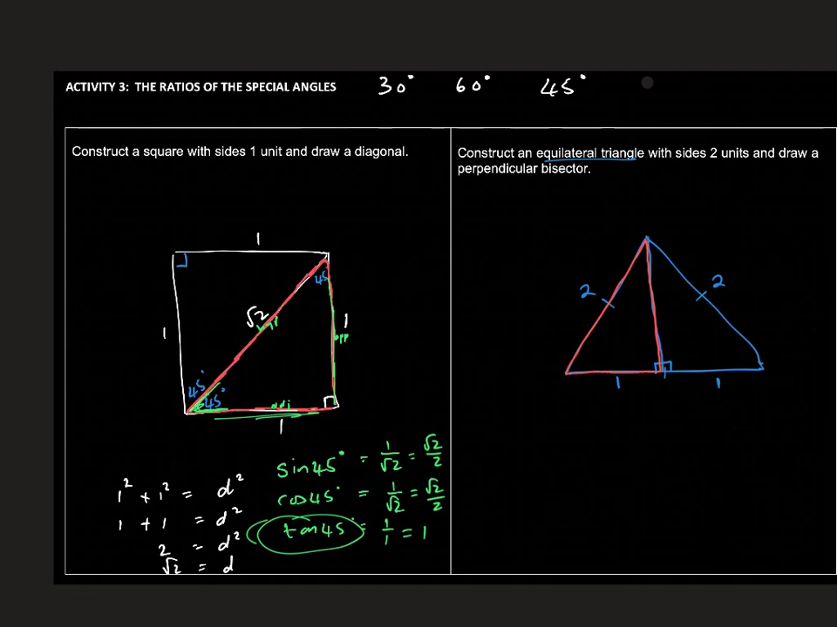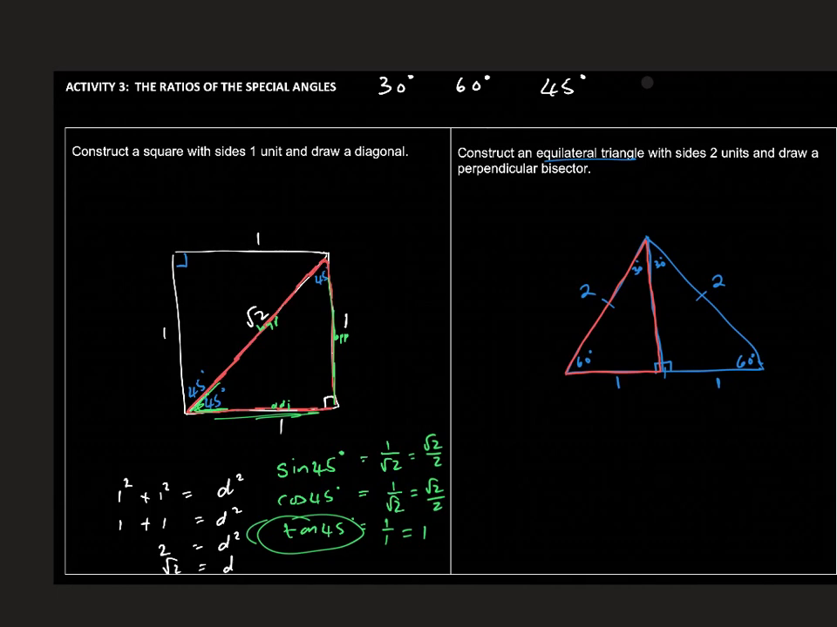Okay, and so what we've got is this is a 60-degree angle, that's a 60-degree angle. The top angle is now divided into two parts, so that's 30 degrees and 30 degrees. Hopefully that makes sense. And we can find the missing side length there by using Pythagoras.